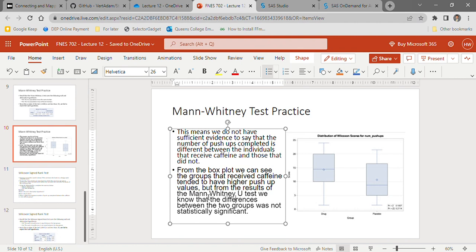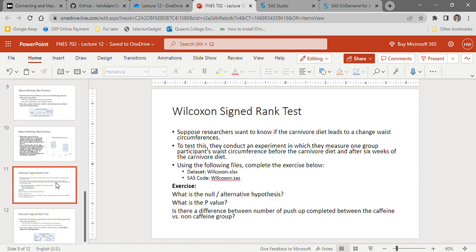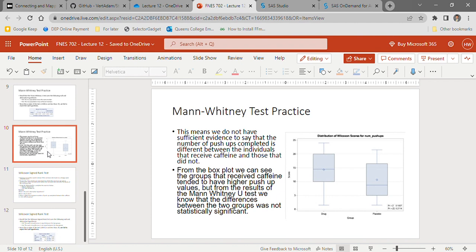we can definitely see that the drug group, the caffeine group here, tends to have a little bit higher values, although, I mean, it's tough for me to even say that, but it is a little bit higher. Look, the Q3 is higher, the outlier is higher, the median and the mean are a little bit higher, but in fact, what does the p-value say, right? The p-value says 0.2240. That's not less than 0.05. That's way higher. Therefore, we fail to reject the null hypothesis and conclude that there is no difference. Okay?